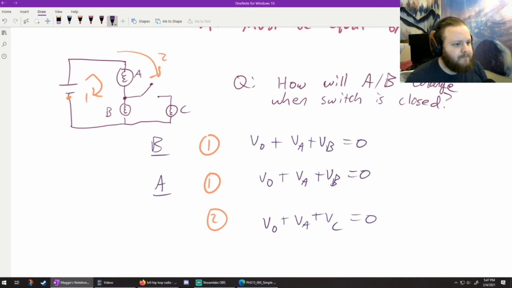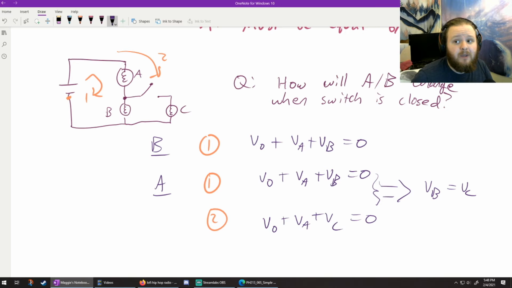Okay. So if V naught plus VA plus VB is true after the switch is closed, and V naught plus VA plus VC is true after the switch is closed, then to me, it looks like VB and VC must be the same. So these two equations together imply that VB and VC must be the same.